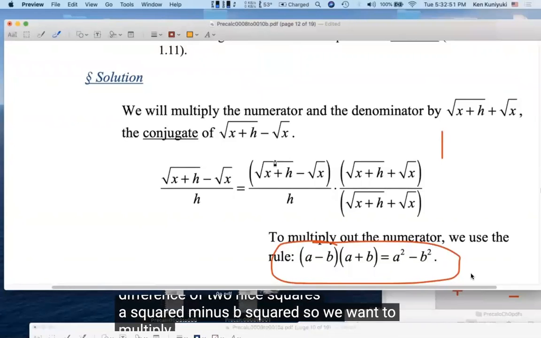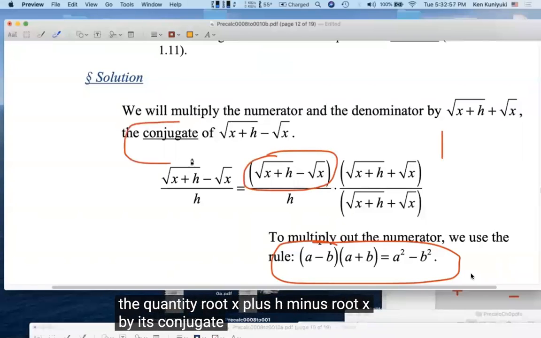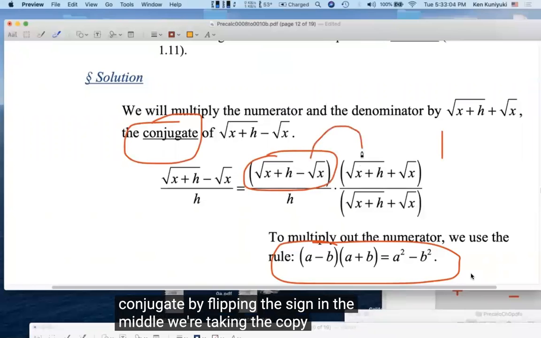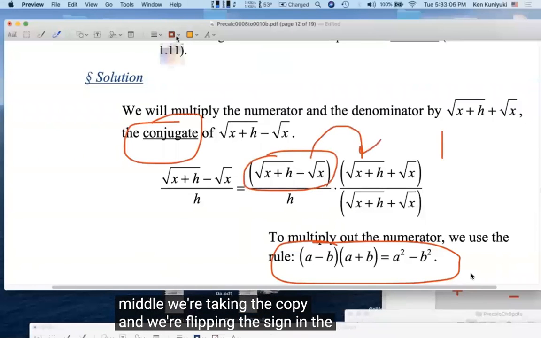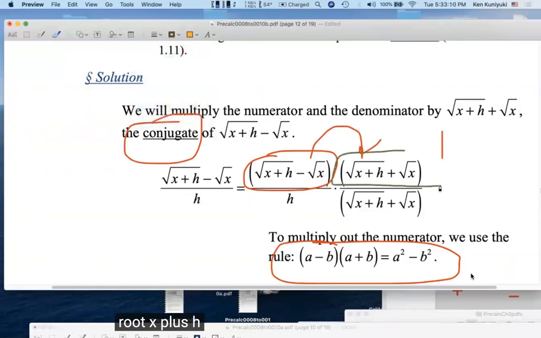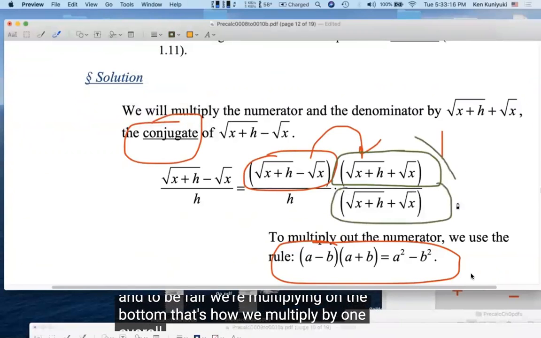So we want to multiply the quantity root x plus h minus root x by its conjugate. You obtain the conjugate by flipping the sign in the middle. We're taking the copy and we're flipping the sign in the middle: root x plus h plus root x. And to be fair, we're multiplying on the bottom. That's how we multiply by 1 overall.